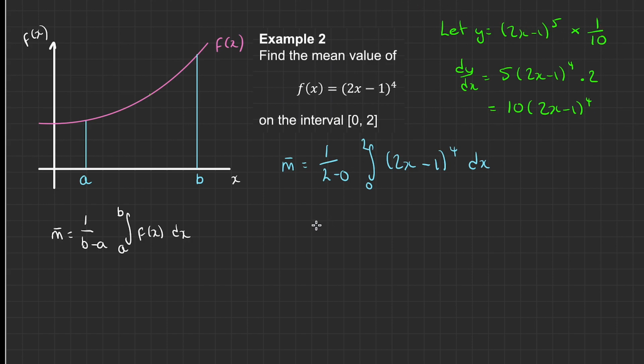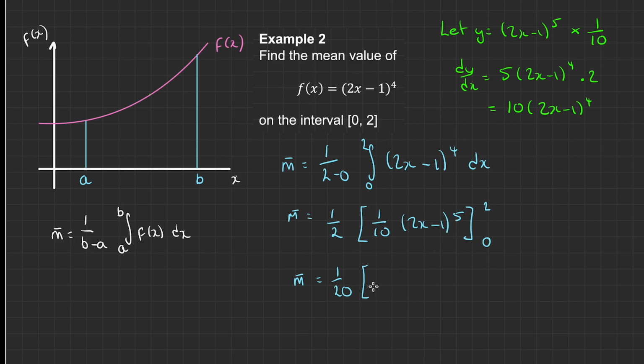So now we have our integral. M hat will be 1 over 2 of 1/10 of 2x minus 1 to the 5 between the limits of 0 to 2. And to make this a bit tidier, I'm going to pull out the 1/10. So the average will be 1/20 times.